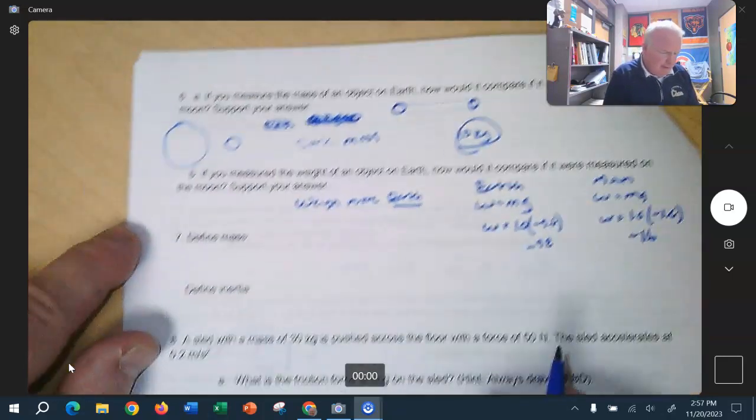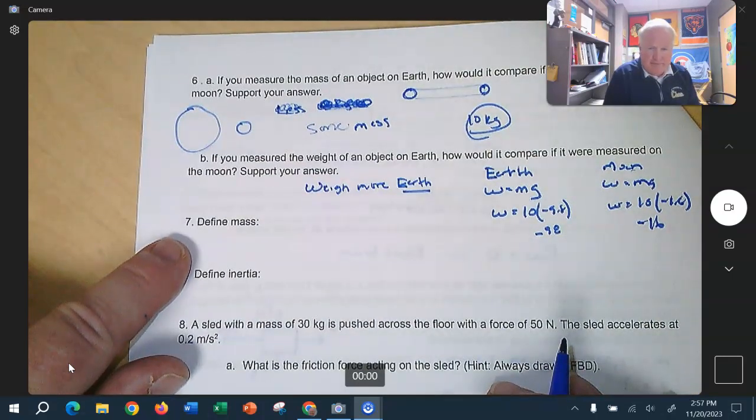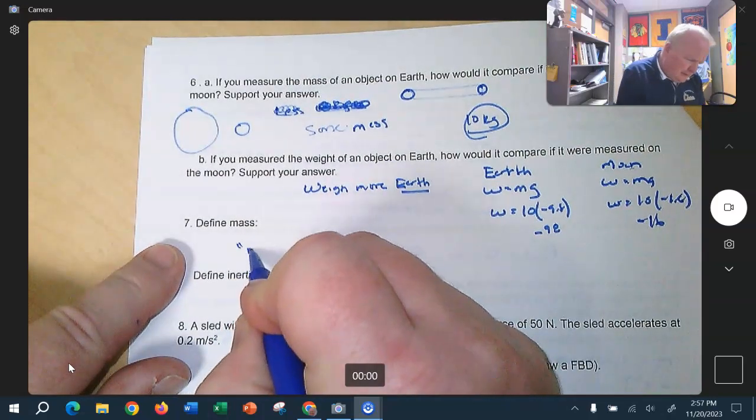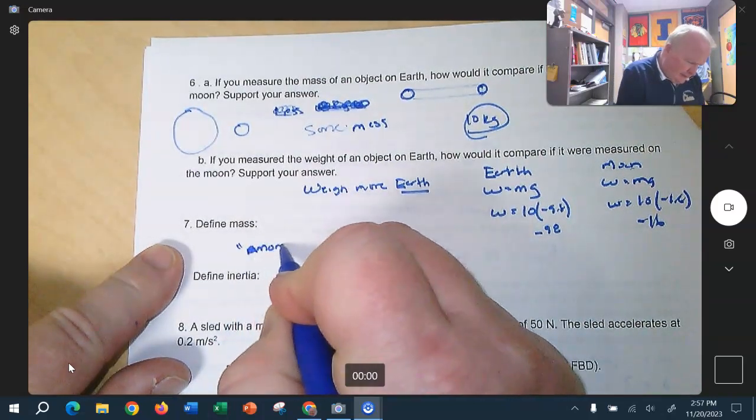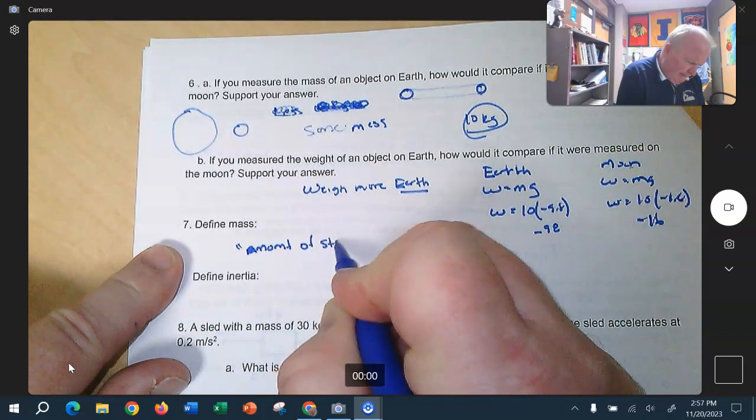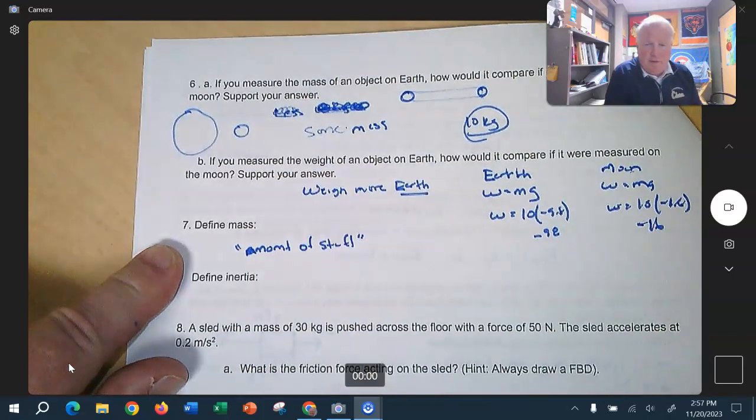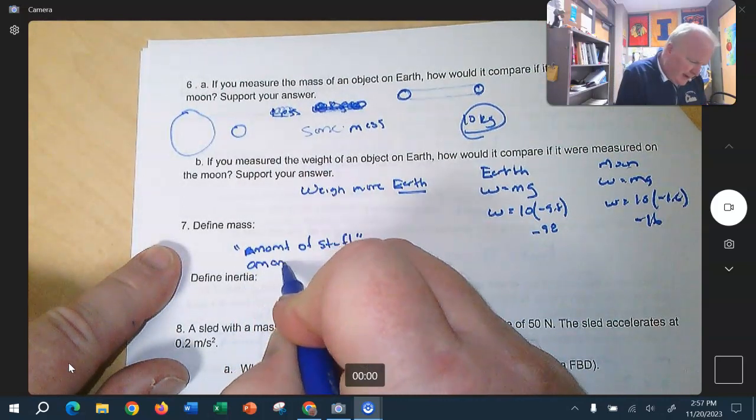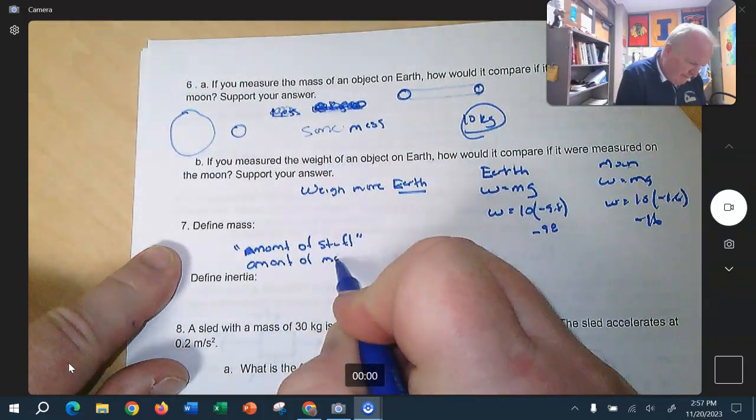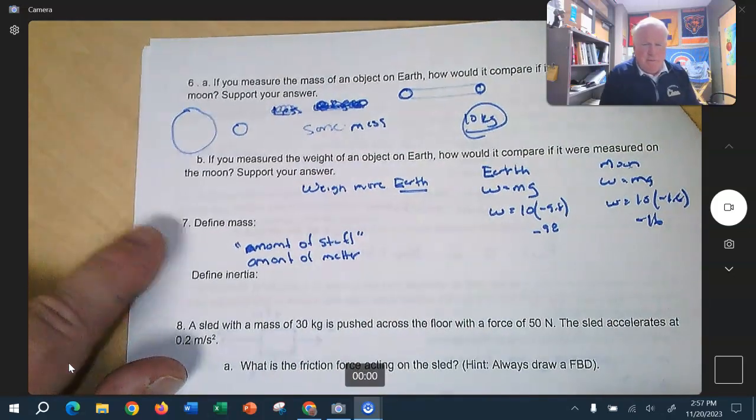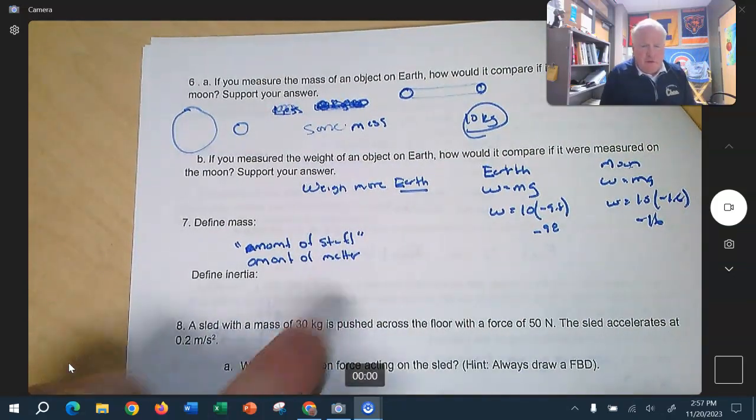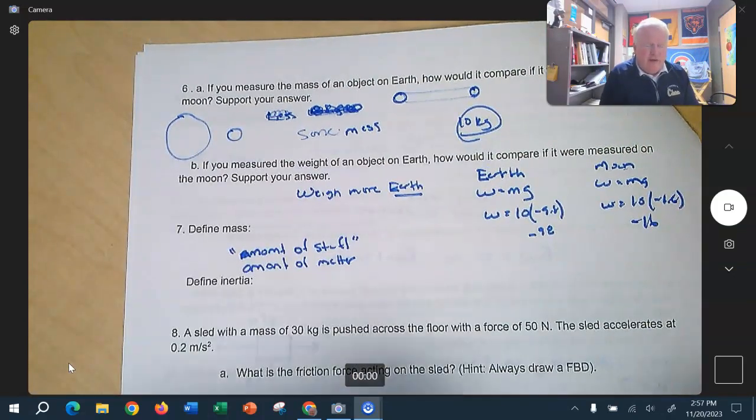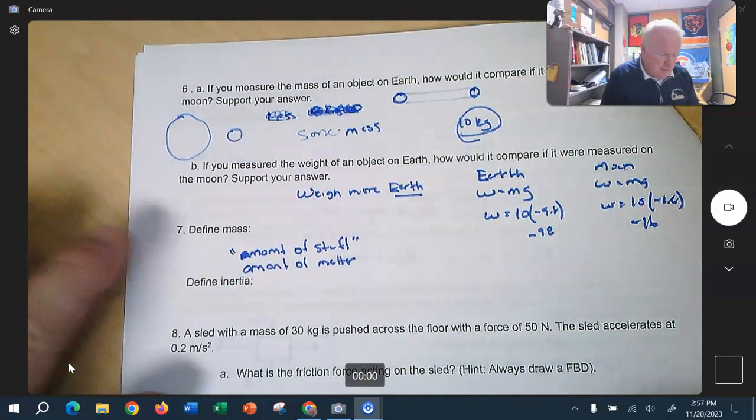Okay. All right, define mass. Mass, right, the amount of stuff is the easiest way. That's like how they teach you at the beginning. But how about the amount of matter? Either one of these definitions, it doesn't change when we send it off to the moon.